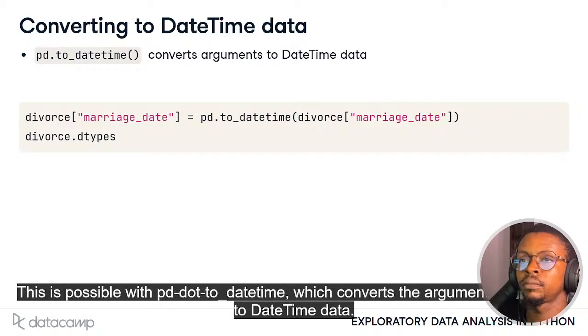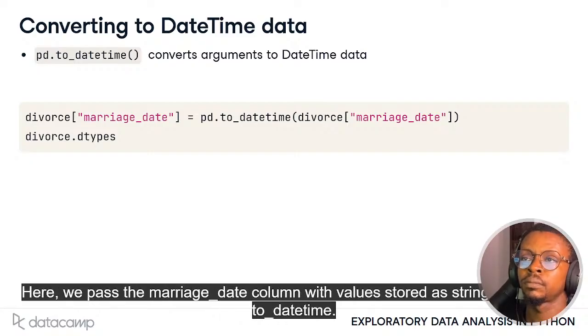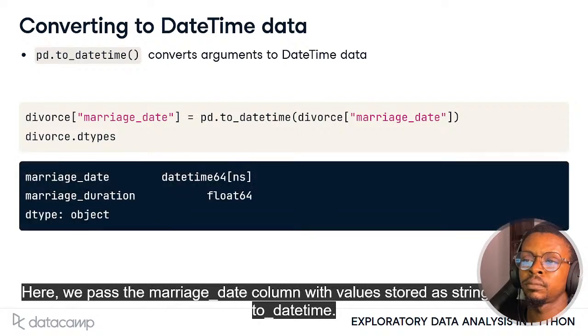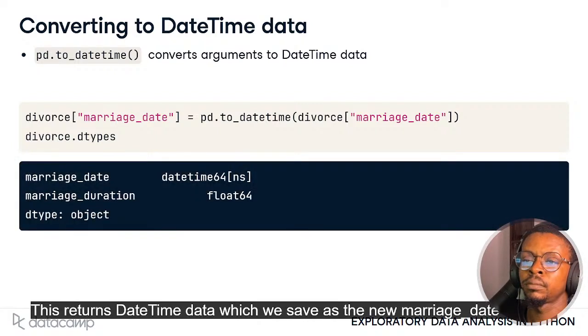Of course, we may wish to update data types to datetime after we import the data. This is possible with pd.to_datetime, which converts the argument passed to it to datetime data. Here, we pass the marriage date column with values stored as strings to pd.to_datetime. This returns datetime data, which we save as the new marriage date column.